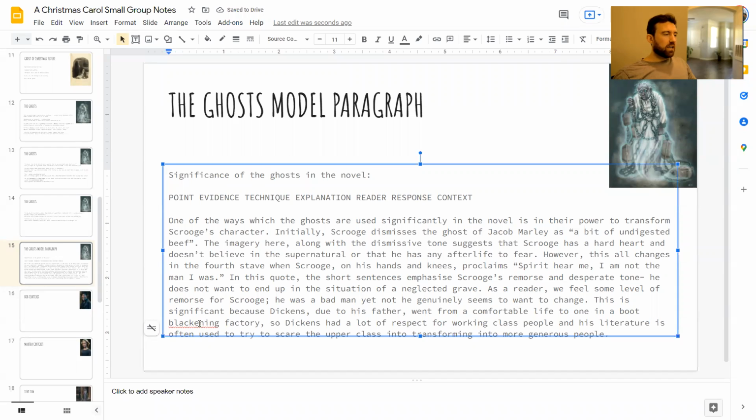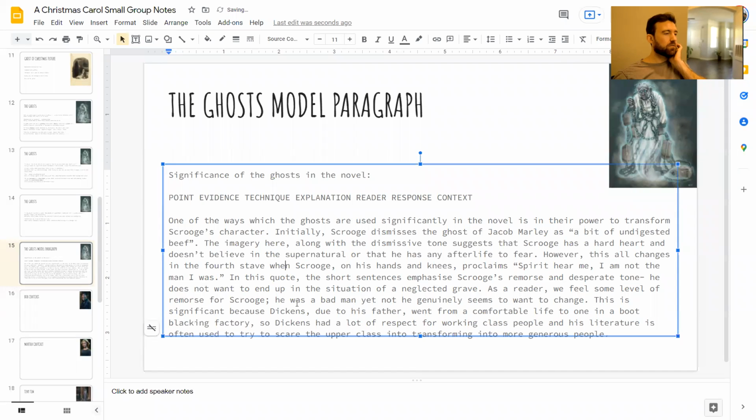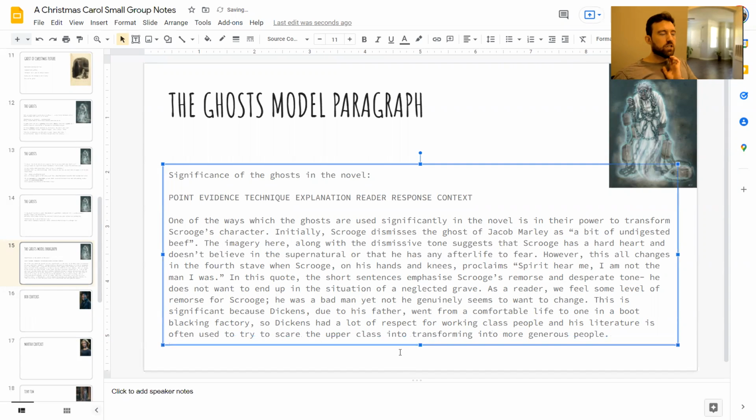I really am cutting it close here. Maybe it's blackening. Anyway, okay, I can put boot blacking. Fair enough. I think you can use either. Anyway, so that's a model paragraph for you. So you can see how that fits in with the ghost. Feel free to use this or base your ideas off of something like this.